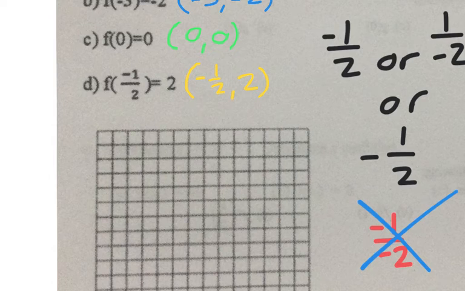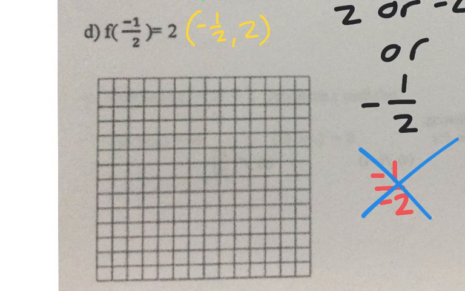Graph these ordered pairs. So when I look at my graph paper here, what do I notice? I don't have an x-axis or a y-axis. So let's draw them in.